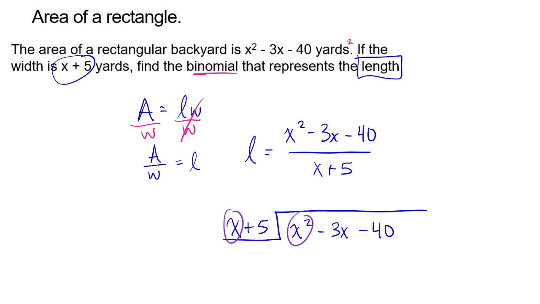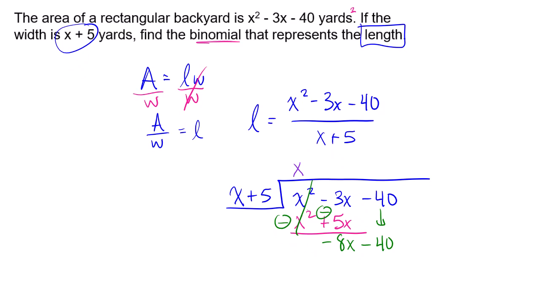So we're going to do x squared divided by x, and that gives us x. So now we multiply. X times x is x squared. X times 5 is 5x, positive 5x. So now we're going to subtract, so we change the signs, right? This turns to a negative, and this turns to a negative. So these cancel out, and here we get negative 3x minus 5x, which is negative 8x. Bring down the negative 40.